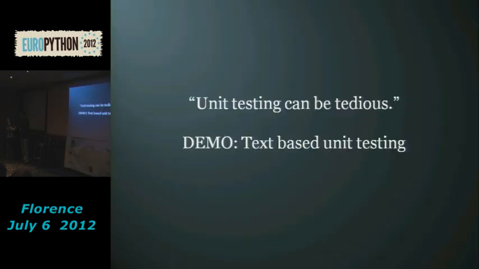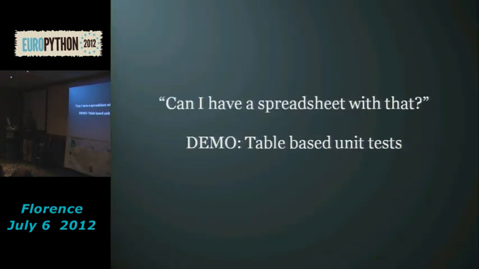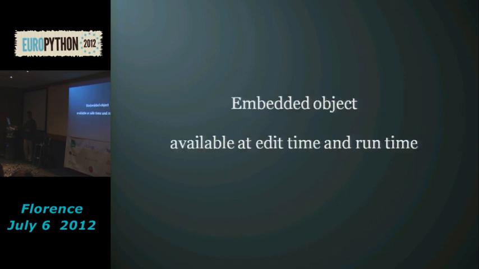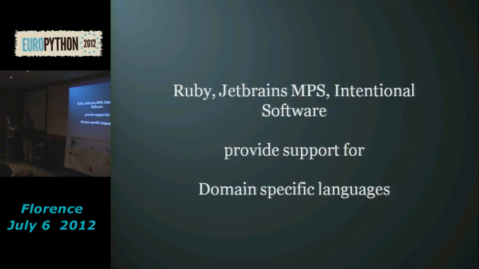Okay, I better run ahead because I'm running out of time a bit. So you've seen the spreadsheet-based unit testing. The embedded objects are embedded by both runtime and compile time, so it's an edit time object that was able to receive results of unit testing and update its visual representation. So they kind of cross the barrier between the editor and the runtime.